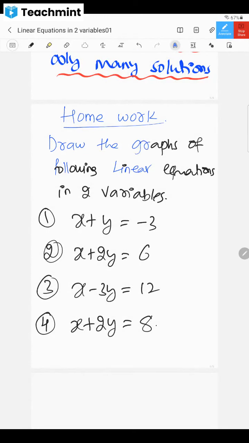Don't you think you have enough homework for today? Where will you draw these graphs? Tell me. In the graph sheet, no? Yes, you have to draw them in the graph sheets.